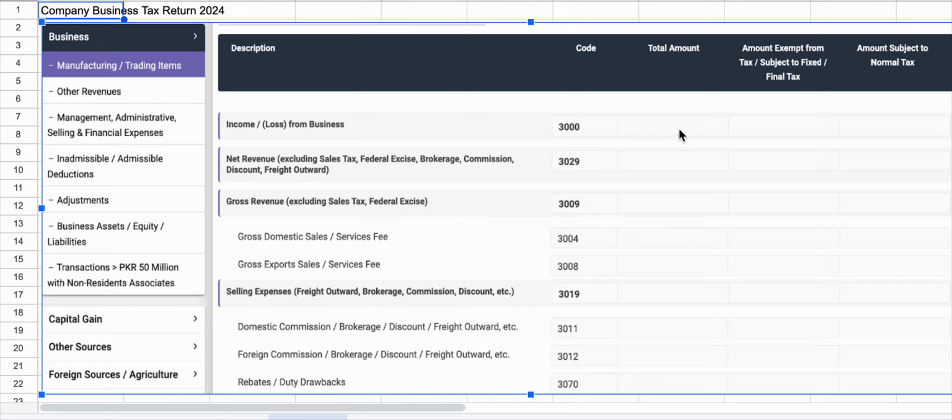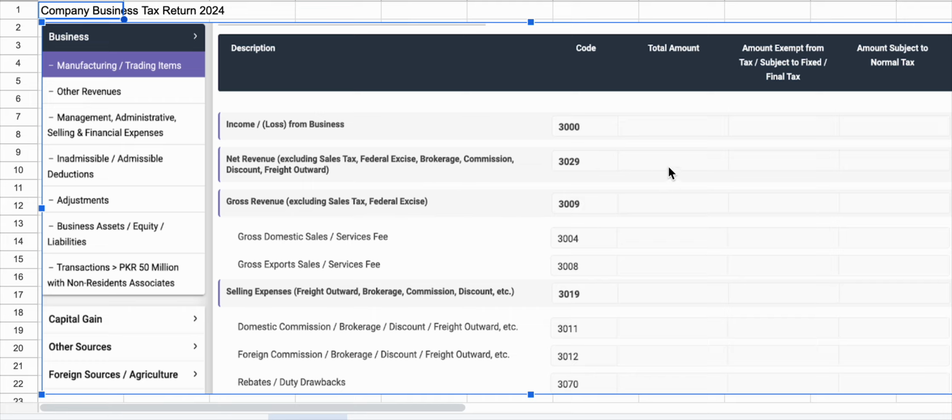So the amount shown here is the net profit as shown in your financial statement. This is the net profit. The next one, which is again a bold figure where you won't be able to enter any amount, is net revenue, meaning that sales tax, federal excise, brokerage commission, discount, freight outward have been deducted from this.